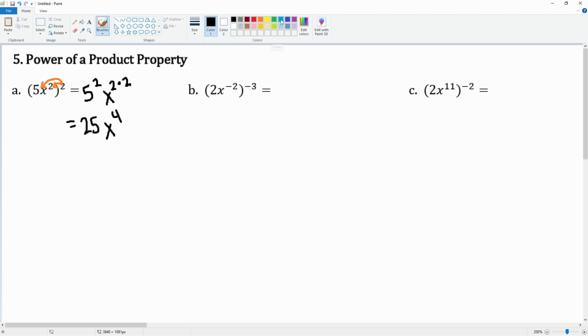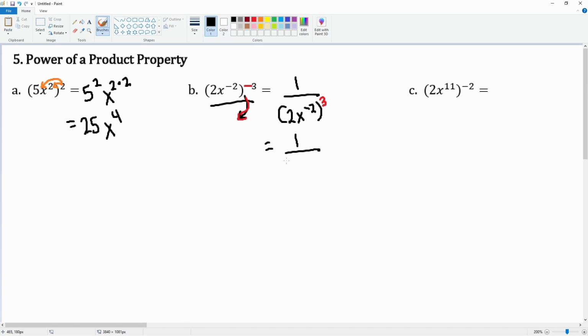Same thing here. This negative 3 is going to be given out to all of these. But before I do that, why don't I just deal with the negative? Do you see how this is a negative? I'm going to bring it down, so it becomes parentheses 2x to the negative 2. But this becomes a positive 3. Do you see that? Because I brought it down. So let's just do that.